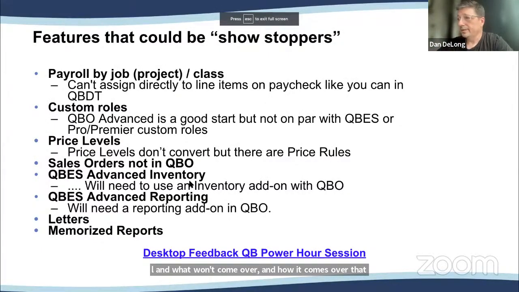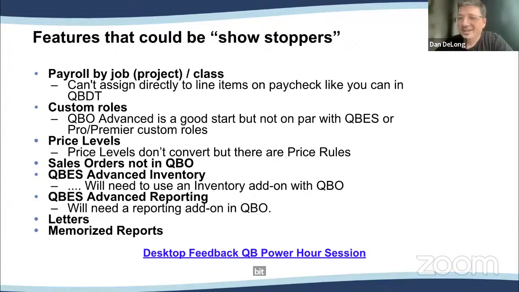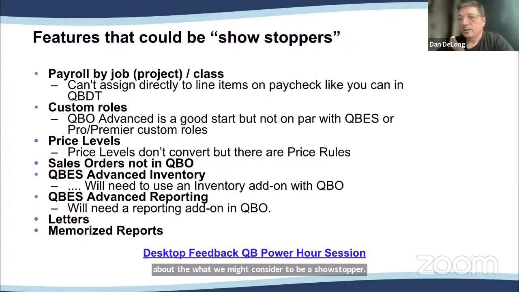So let's talk a little bit about what we might consider to be a showstopper. Something that they're using inside a desktop that just really doesn't translate too well. So payroll by job / class. I'll throw that over to Blaze since he's the payroll migration expert. So what would you say? What is that, when you're really trying to decipher what that actually is?